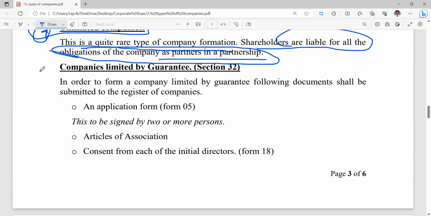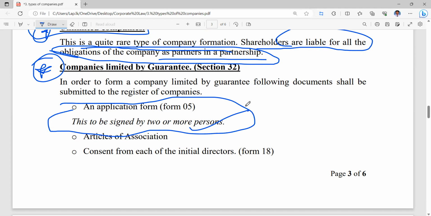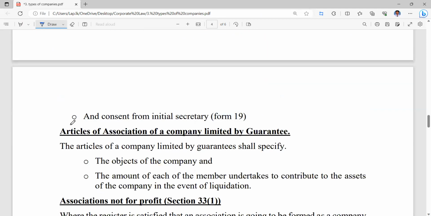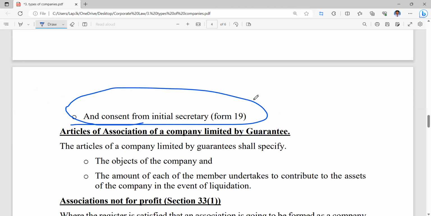Companies limited by guarantee. In order to form a company limited by guarantee, the following documents shall be submitted. An application form, which needs to be signed by 2 or more persons. At least there should be 2 persons. The company is limited by guarantee. Articles of association. The consent from each initial director. Consent from the initial secretary, who consents to work as the initial secretary of the company.